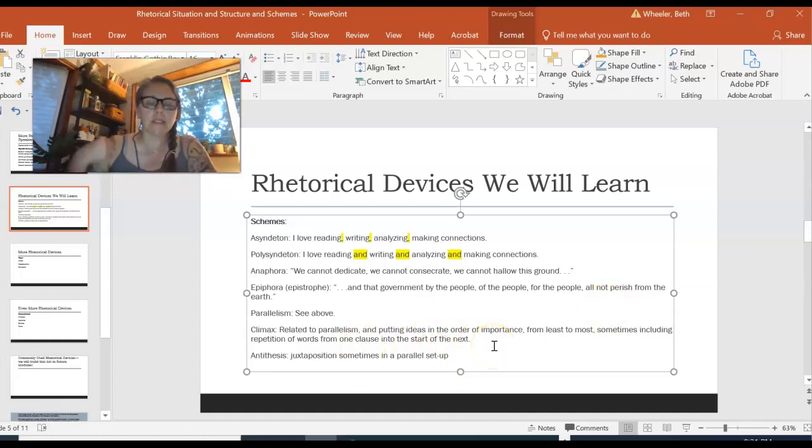All right, climax is related to parallelism, but it has to do with either the order of a sentence, I would say probably a longer sentence, or the order of ideas in a paragraph. So climax is putting the order of ideas from least to most important, ending with the most intense idea at the end, and sometimes can include repetition of the words from the start of one clause to the next.